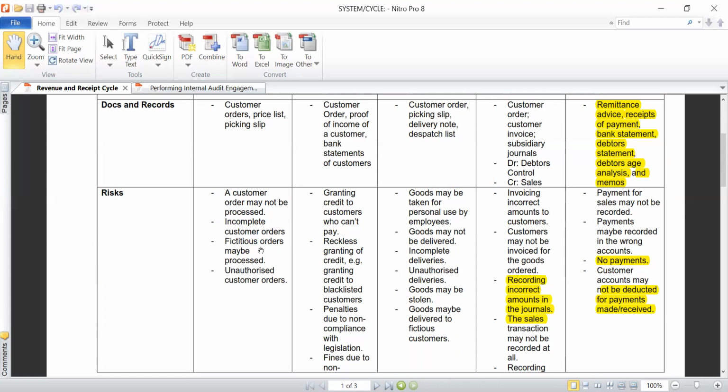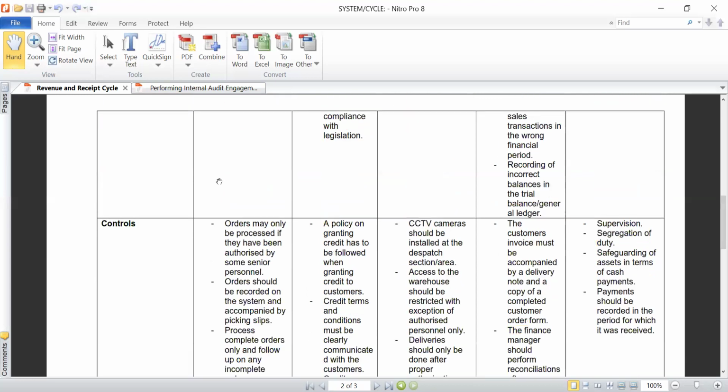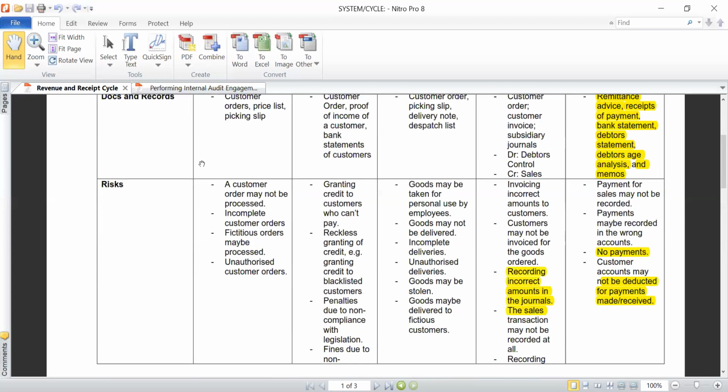Fictitious orders could be processed, whereby a customer would fill in the order form and provide fictitious, non-existing details, right? So that they can scam the company. Or there could be unauthorized customer orders being processed, stuff like that. So these are things that could potentially go wrong. I'm not saying it's a comprehensive list, but these are highly probable risks that could take place.